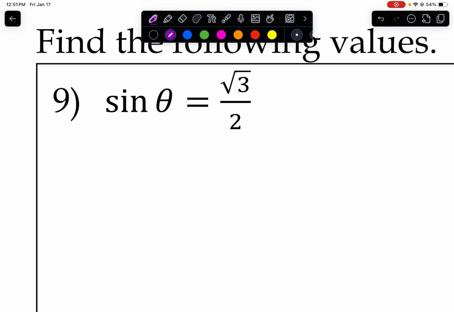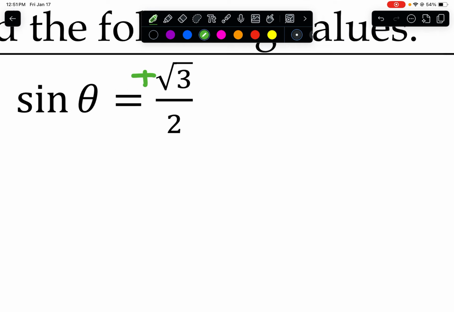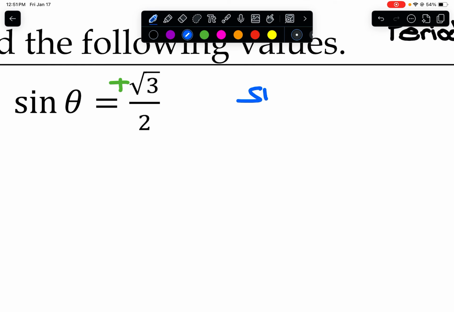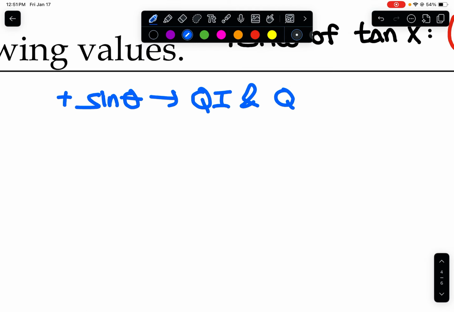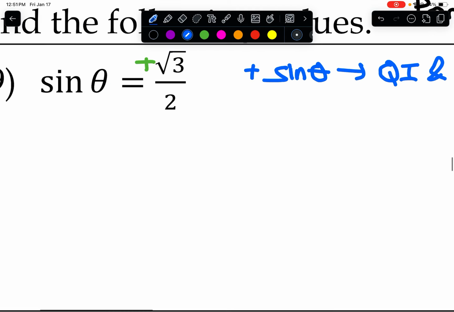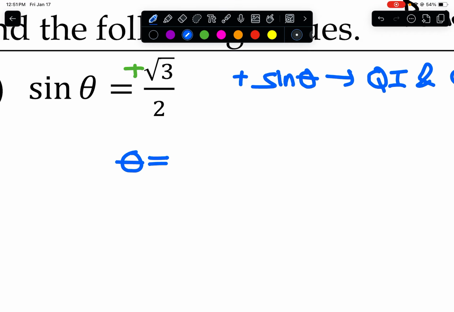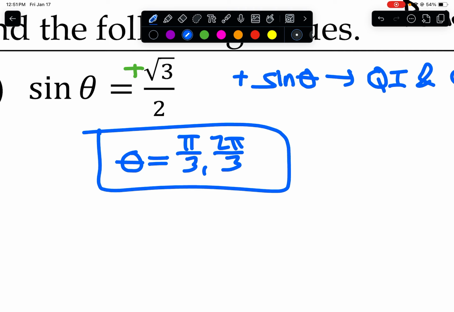where is sine a positive root 3 over 2? So sine is going to be positive, or rather, let's do theta. So sine is positive in quadrants 1 and quadrant 2. Okay, so these theta values, where the y value is root 3 over 2, that's going to be pi over 3 and 2 pi over 3. So this would be your answer if we were thinking about just the unit circle.